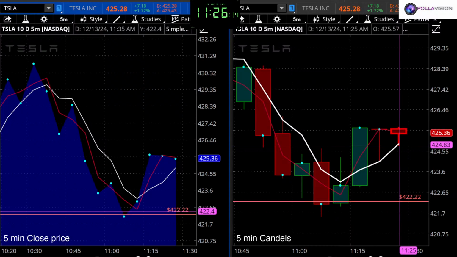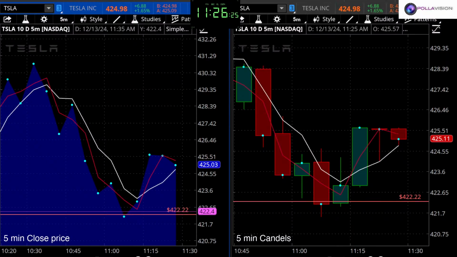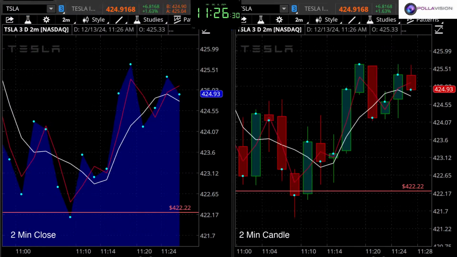We're coming up to the bottom of the hour. We have 4 minutes. Actually, 3 minutes and 45 seconds going. Look at the time on my chart. Time's important. Let's see what's going on in shorter time frames.